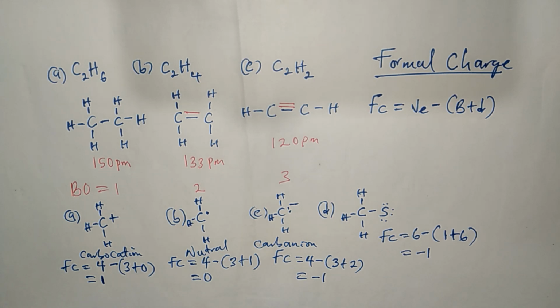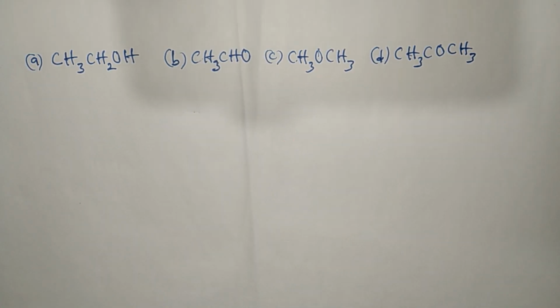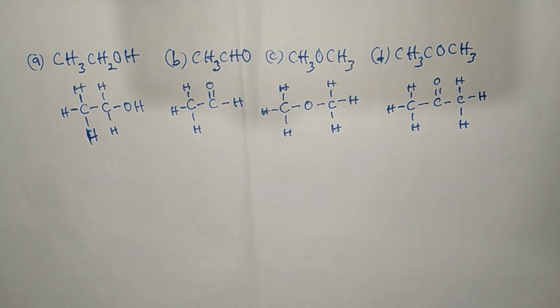And then we know formal charge is calculated as FC equals VE minus B plus D, B standing for the number of bonds, D standing for the number of dots, VE standing for the number of valence electrons. And we have calculated the formal charge of 4 different compounds. Now, how can we draw the Lewis structure of these 4 compounds? Identify the compounds and name each of them. Now, to draw the Lewis structure of the following compounds, this is how the Lewis structures are drawn. This is how the Lewis structure of the 4 compounds are drawn.